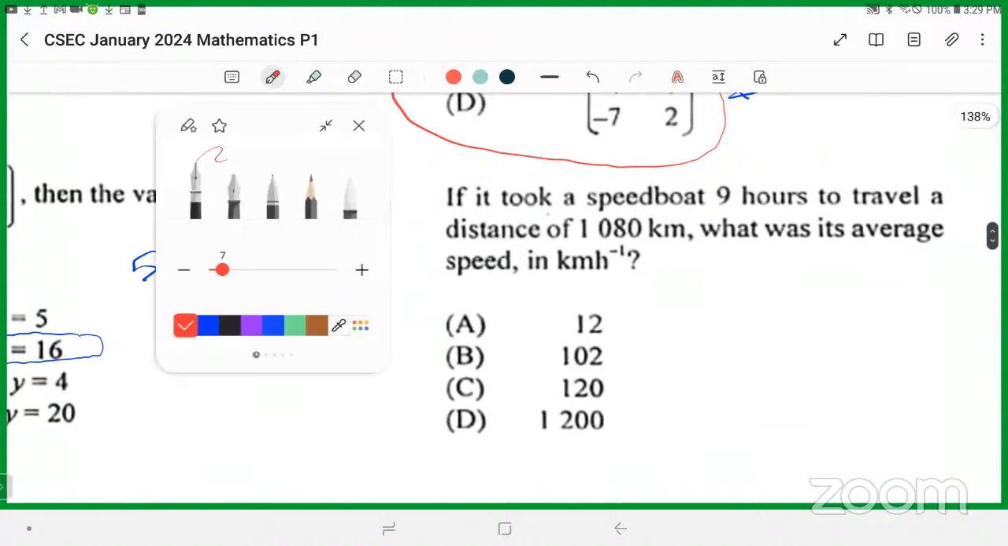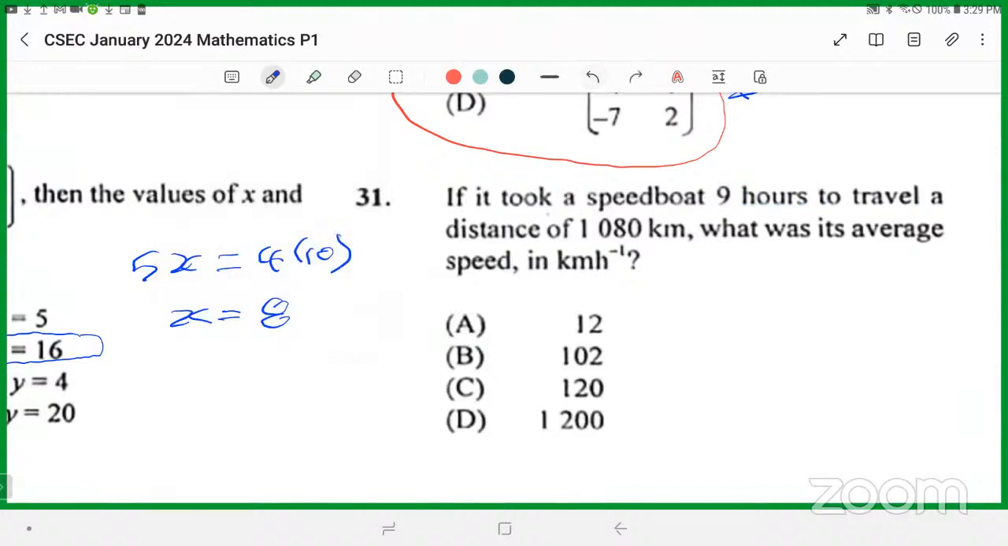A speedboat took 9 hours to travel this distance. What is the speed? Remember, speed is distance over time. And you have them straight. So the distance is 108.0 kilometers, and the time is 1 hour.